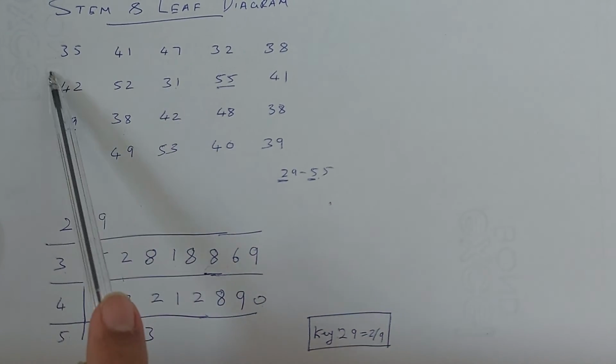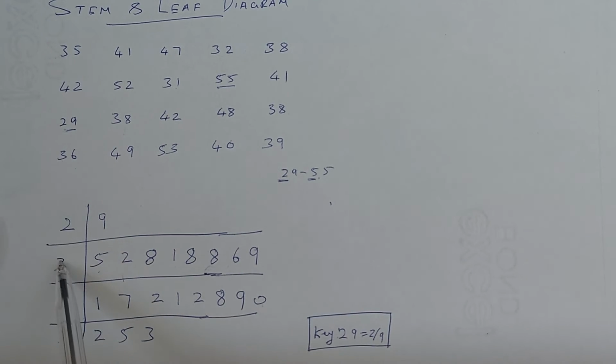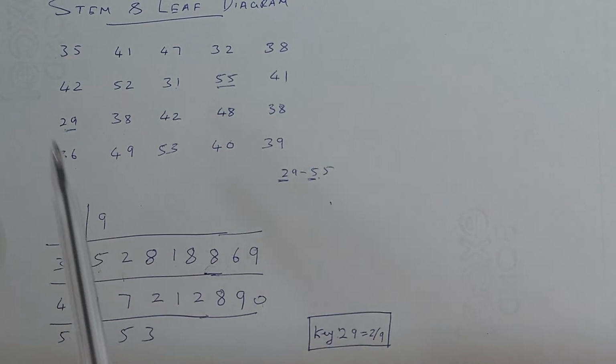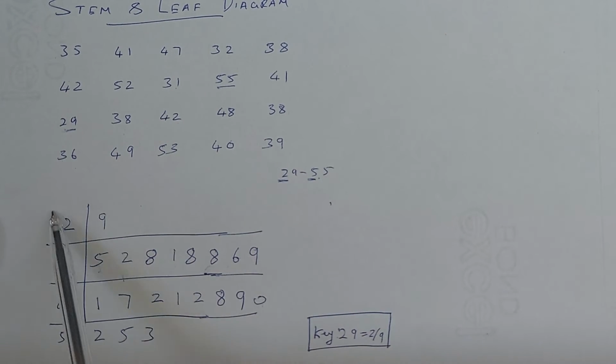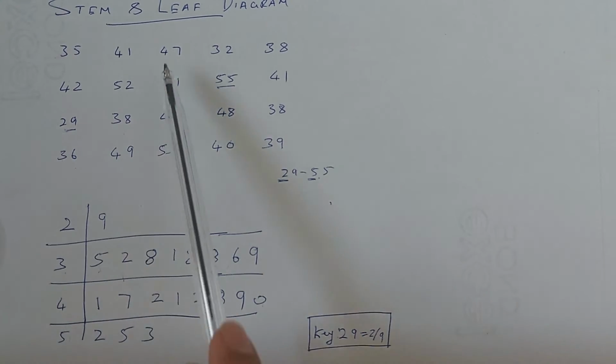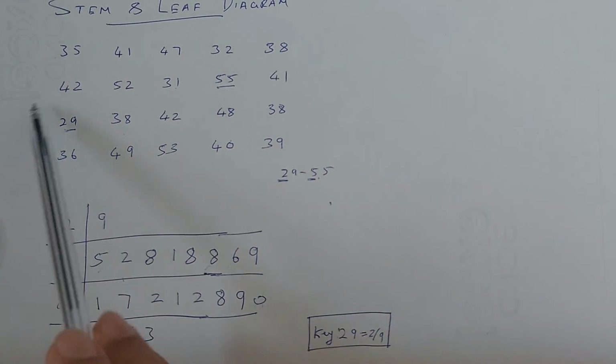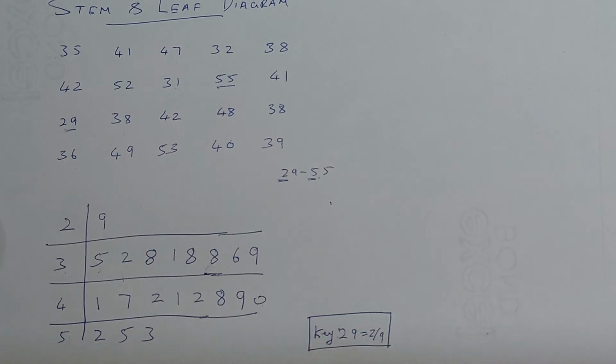Then start taking from the first number, which is 35. Tens place is already here. Ones place, we write it here. Whatever is in the ones place, we started writing here, because these are the tens. Like 41, 4 and a 1, 47, 4 and a 7, 32, 3 and a 2. As you go along, plot them easily. The reason we are following that is to save time and not to miss things.